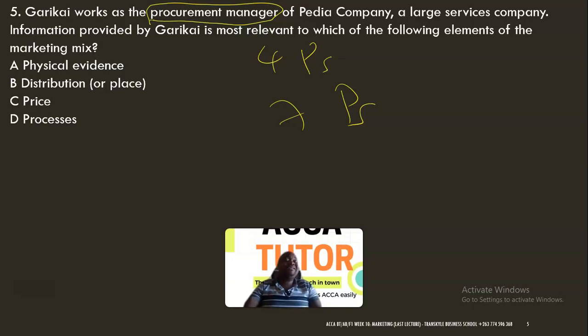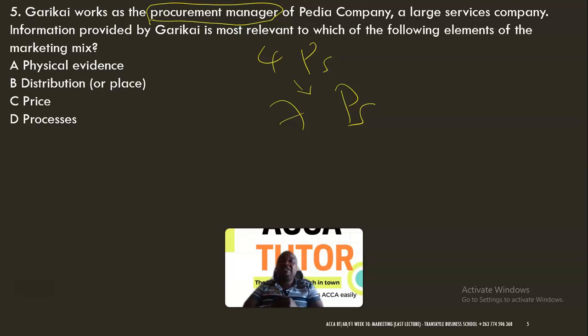But the question was not asking you your knowledge of the 4 P's or 7 P's. That was not being asked. What was being asked about was whether the information from the procurement manager is going to affect which P. All right.